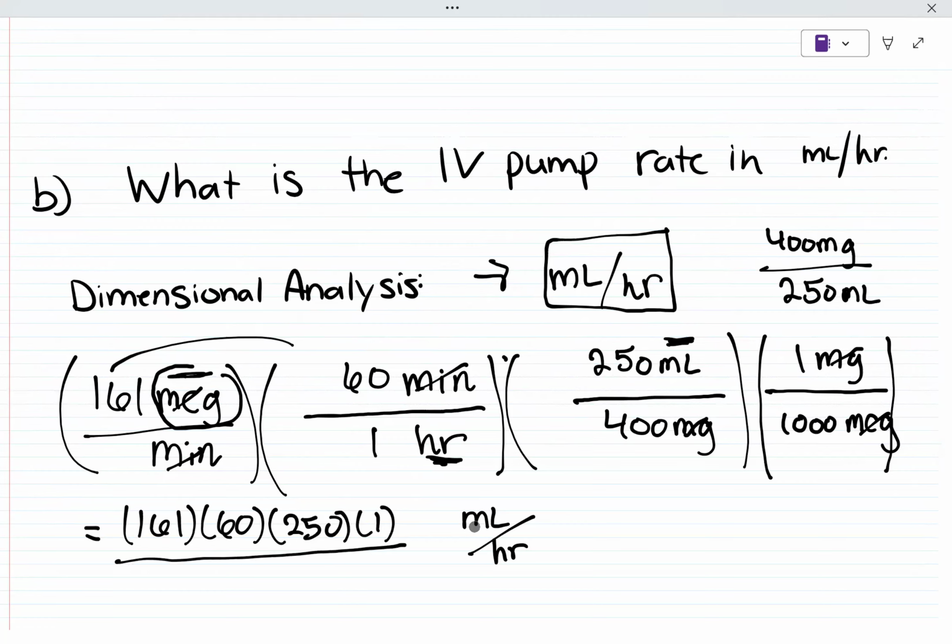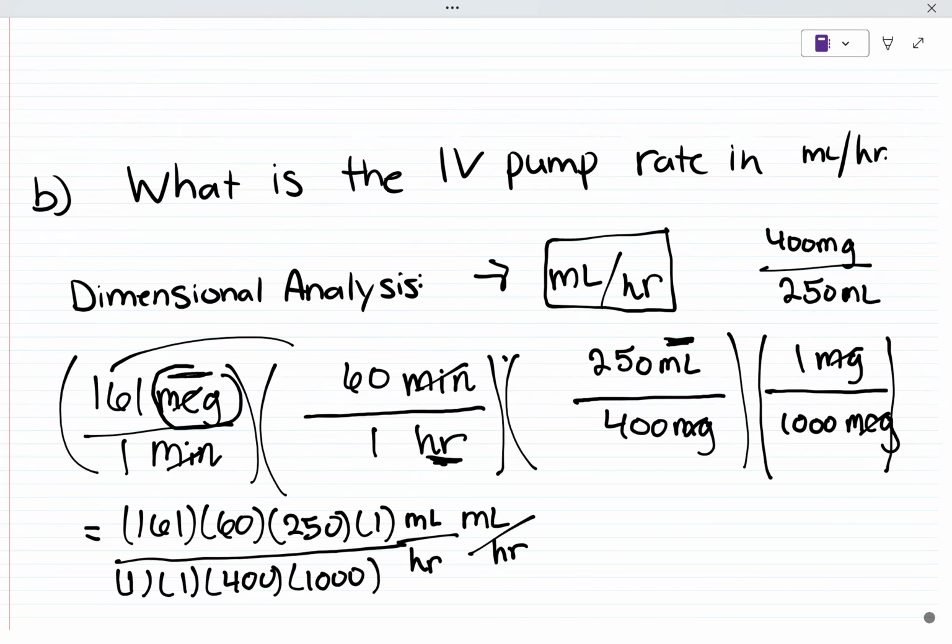You don't have to make it slanted. You can also put it completely horizontal like this, ML on the top and then HR on the bottom. It's really up to you. And then on the bottom, this is a one, so it's 1 times 400 times 1,000.